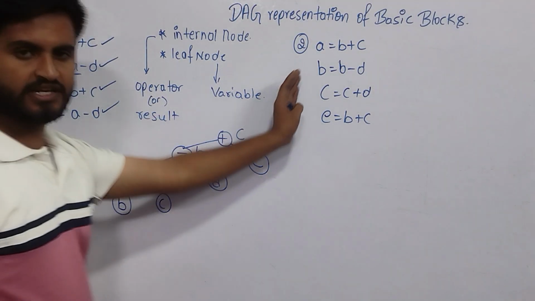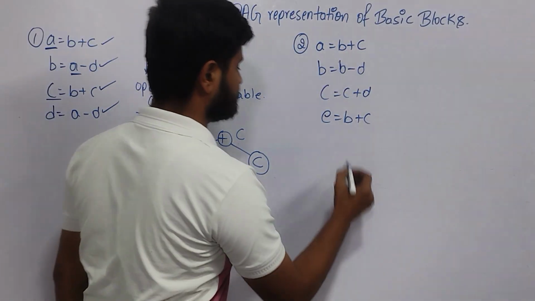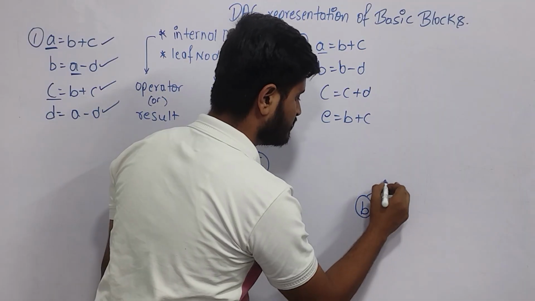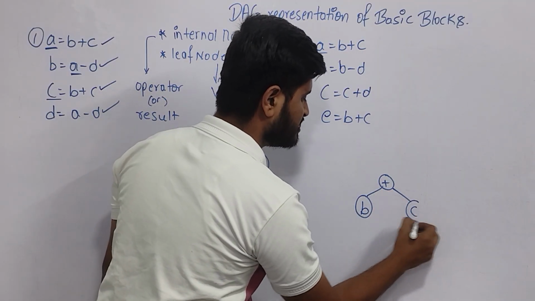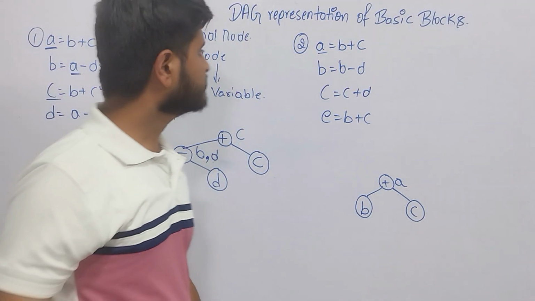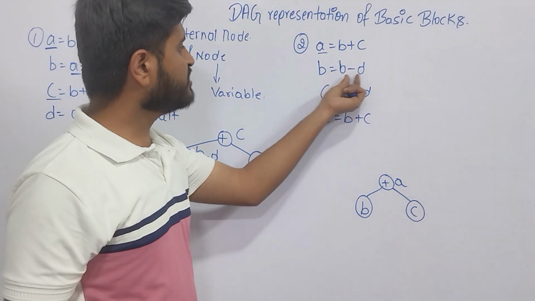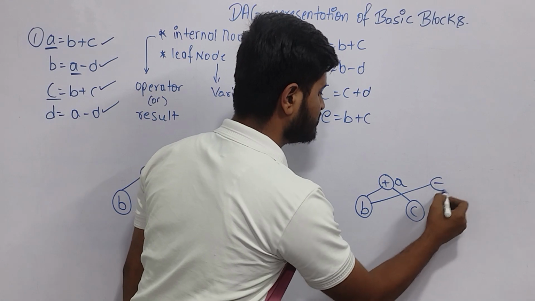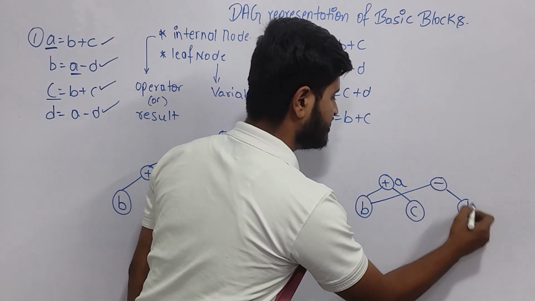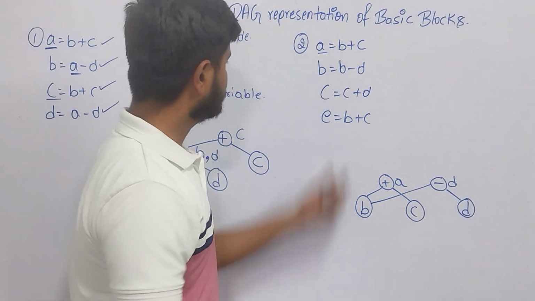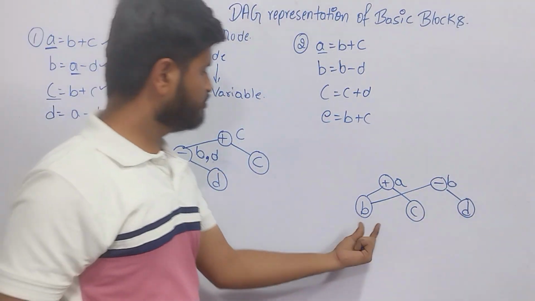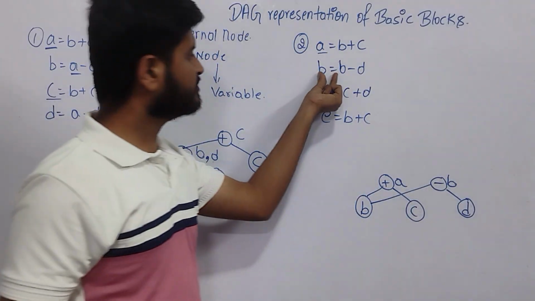Now let's represent this one. The first equation is a is equal to b plus c, so b plus c will be a. Next, b is equal to b minus d. I am having b here, b minus d. Sorry, this is not d. The result will be b. b minus d will be b.